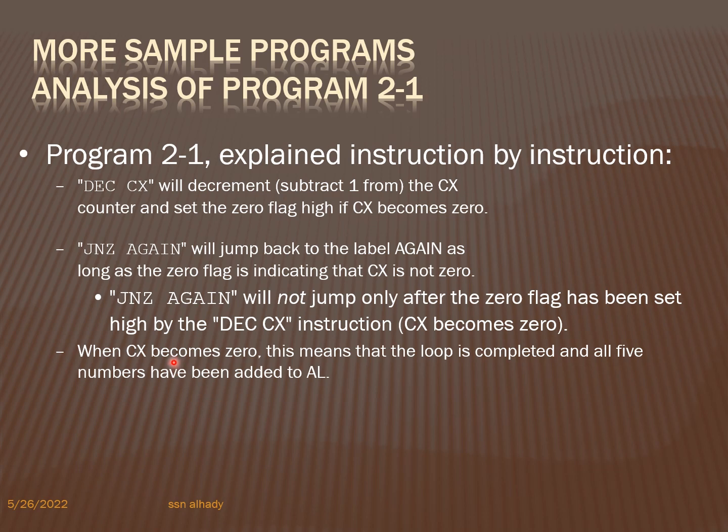Okay, when CX becomes 0, this means that the loop is complete and all 5 numbers have been added to AL.